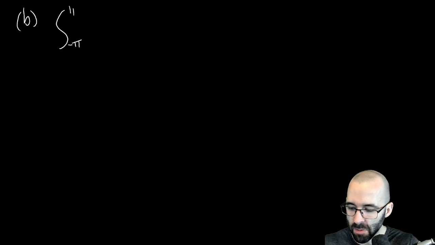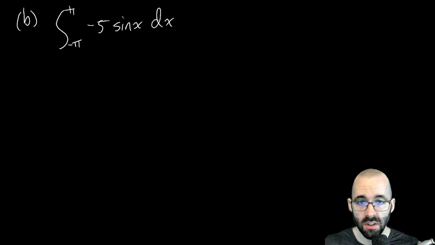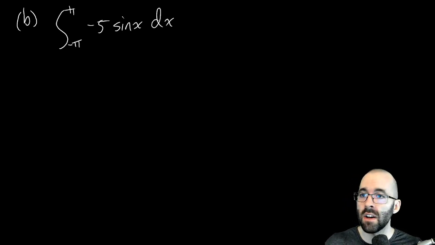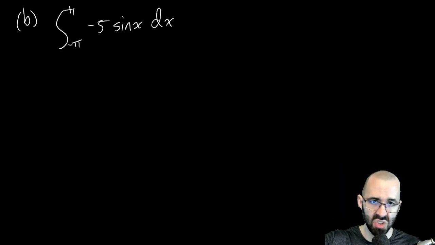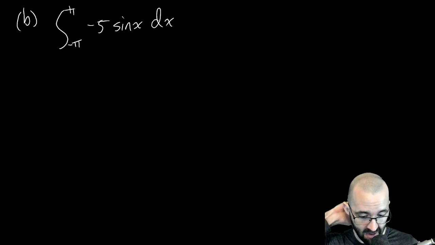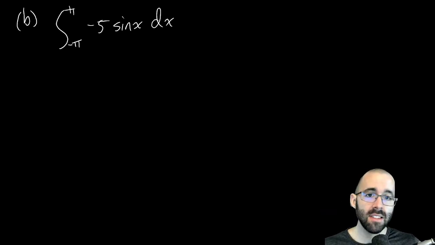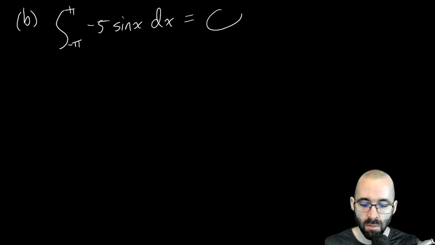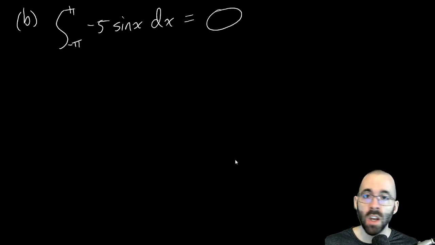All right, so let's show that the other one holds. And this will be even quicker. This will be part B. Integral from negative pi to pi of negative 5 sine of x dx is an odd function because sine is odd. A negative just flips it upside down, still odd. And the 5 just stretches it out, increases the amplitude, still odd. Is an odd function. Let's say we knew it was odd. Boom. We know it's odd.